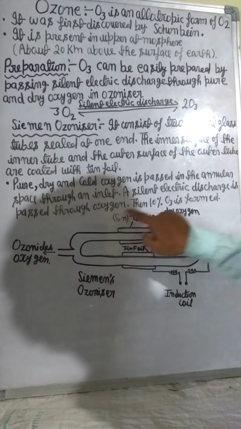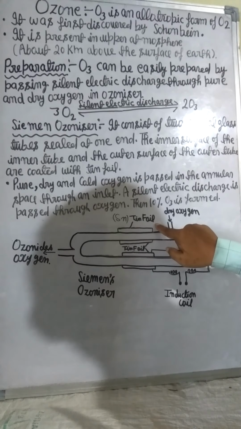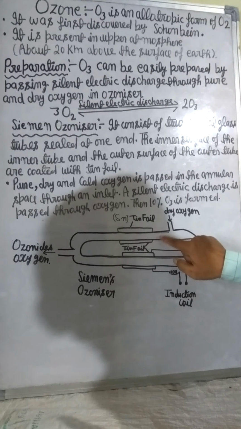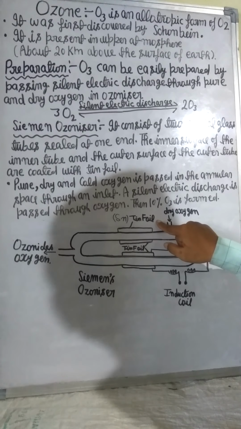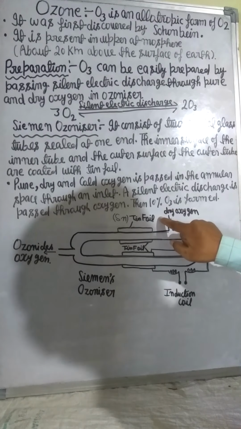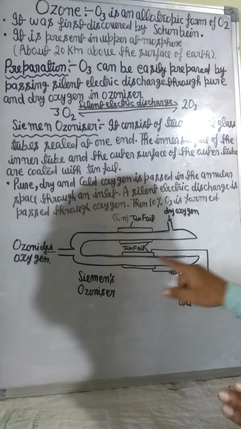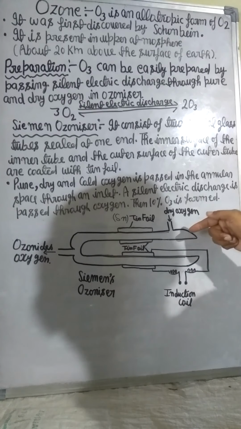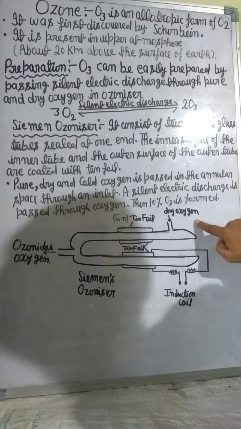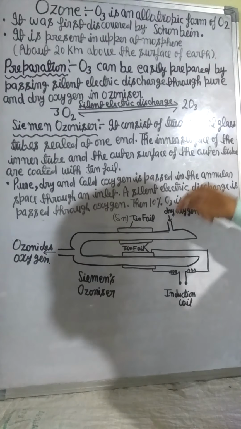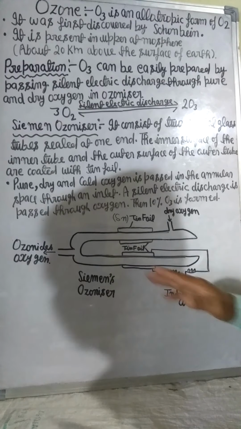The symbol of tin is Sn, and the atomic number of tin is 50. The inner surface of the inner tube and the outer surface of the outer tube are coated with tin foil. After this, when pure, dry and cold oxygen is passed in the annular space through an inlet and a silent electric discharge is passed through oxygen, then 10% ozone is formed.